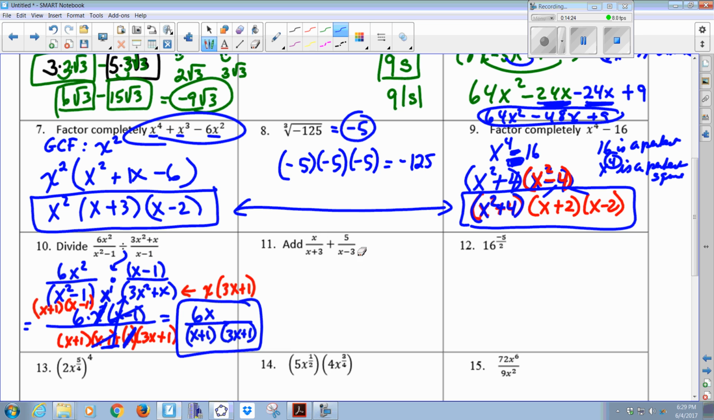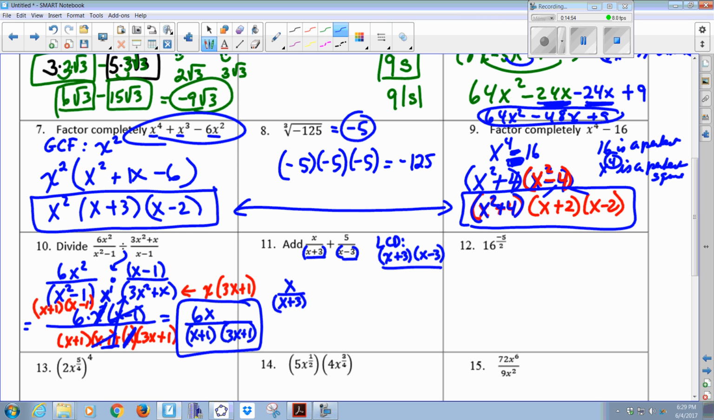Okay, to add, we need to have like fractions, like anything when we add. Both of these denominators are prime, so to create the common denominator, the least common denominator, you simply multiply the two prime factors here. This is now your common denominator. So you need to change each fraction so that it has this common denominator.